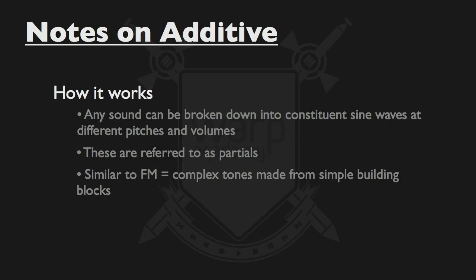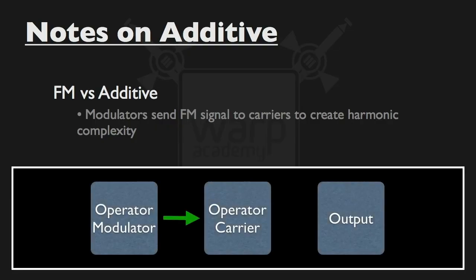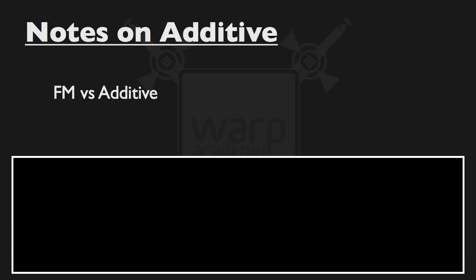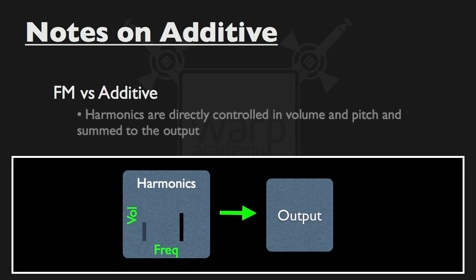But the main differences exist in the interaction of these simple waves, and the easiest way to explain this is by looking at where the waves go. In an FM synthesizer, we had operators acting as modulators or carriers. A modulator's output would be sent to a carrier's input, creating frequency modulation and sidebands. The carrier's audio would then be sent to either a filter or directly to the synthesizer's output. In an additive synth, instead of creating sidebands and harmonic complexity by modulating the frequency of a carrier by a modulator, we instead modulate the amplitude of the harmonics directly.